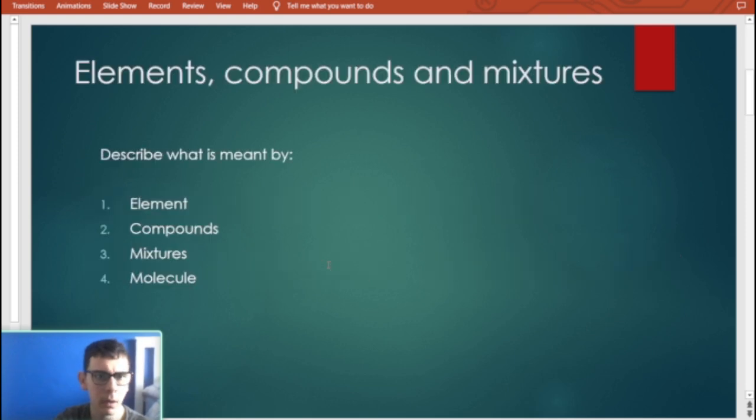By the end of this video, you will be able to explain and describe what is meant by an element, compound, mixture and molecule, and hopefully give some examples. So, let's have a look at an element.